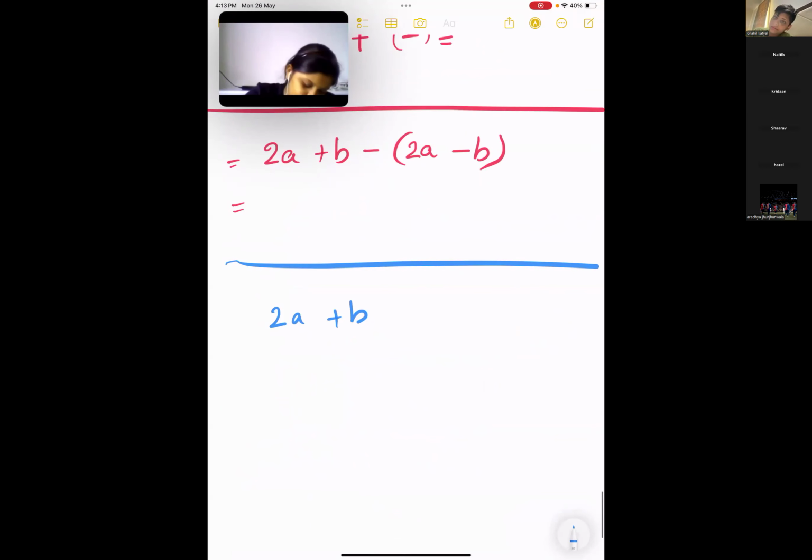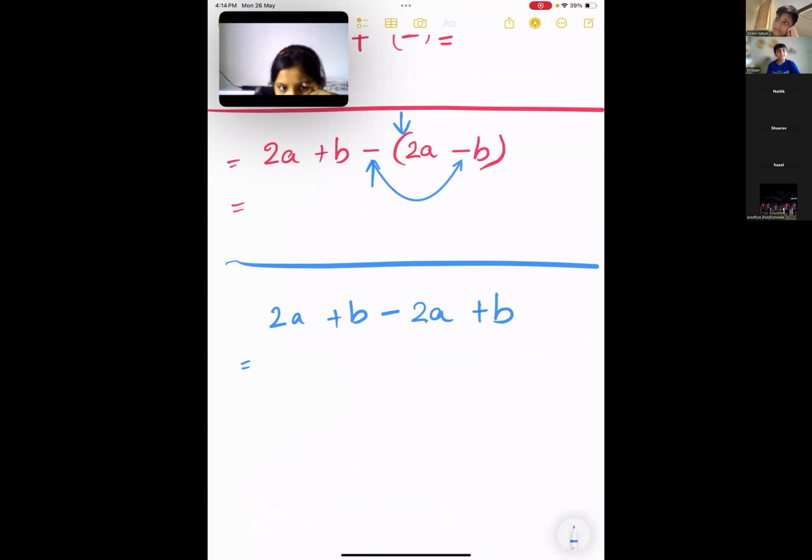2a plus b minus, when I open the bracket, focus here, minus and open the bracket, it becomes 2a, right? And this b, when I open minus into minus, it becomes a plus b. So whoever has got an answer as 0, you are getting 0. If you are not careful in opening the brackets and which sign it is and you have to multiply, you will not be able to get the right answer.